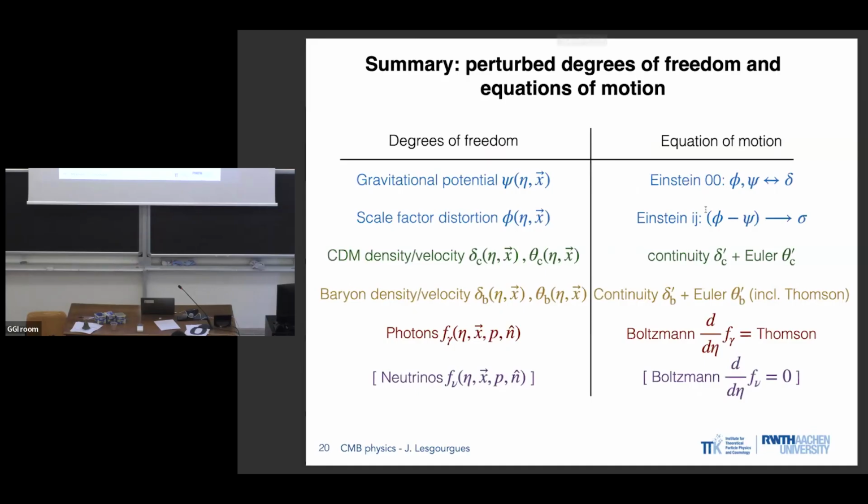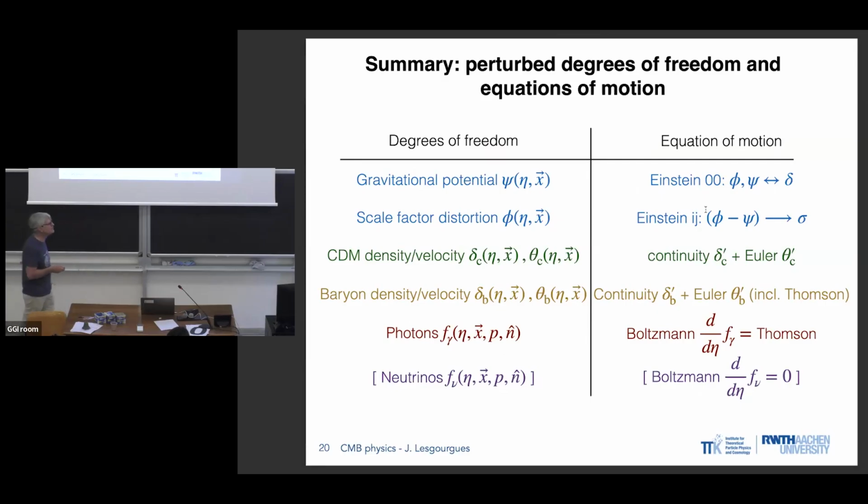Okay, so this is the shape of the equations, and we can do a little summary where we have here the functions that describe our universe, the degrees of freedom, and here their equations of motion. So we have two metric fluctuations, the gravitational potential psi and the scale factor distortion phi. We describe cold dark matter with a density fluctuation and a velocity parameter. The same for the baryons. We describe photons with a more complicated Boltzmann phase space distribution, and neutrinos also with a phase space distribution.